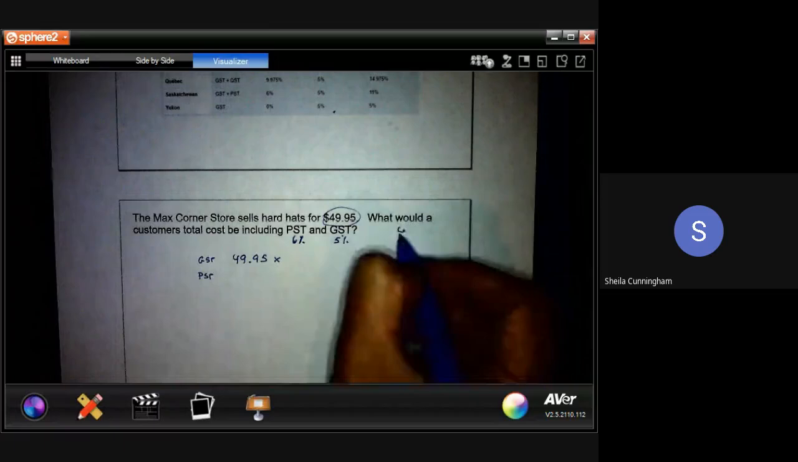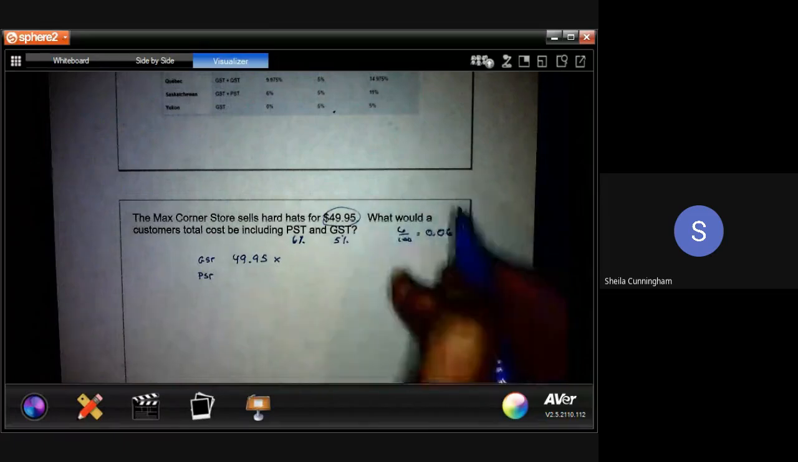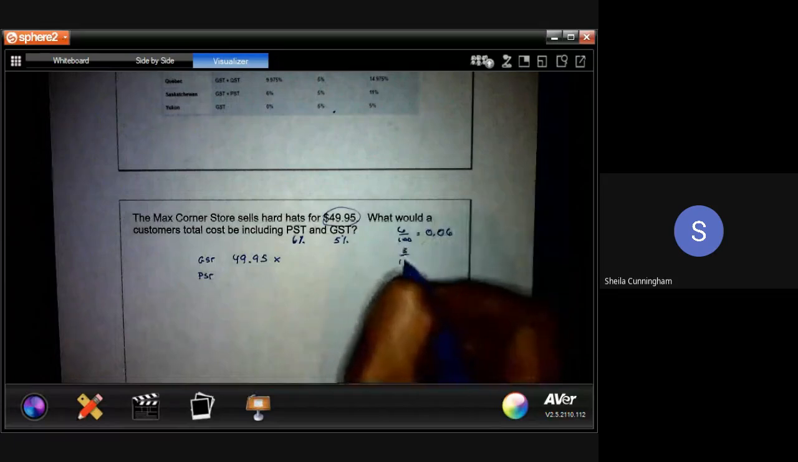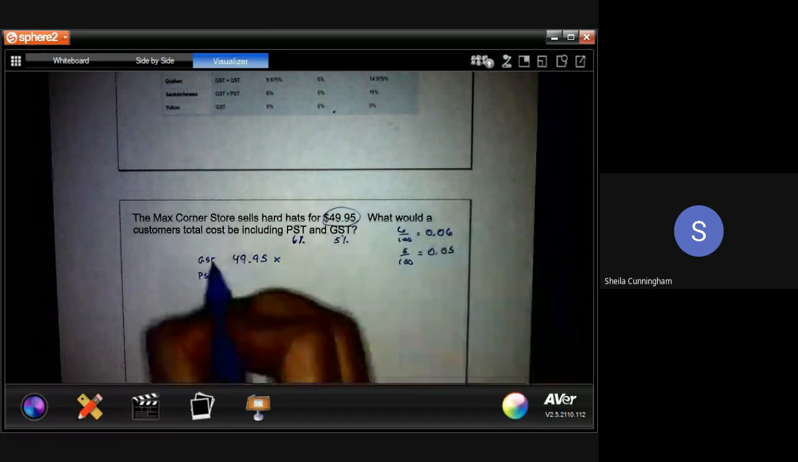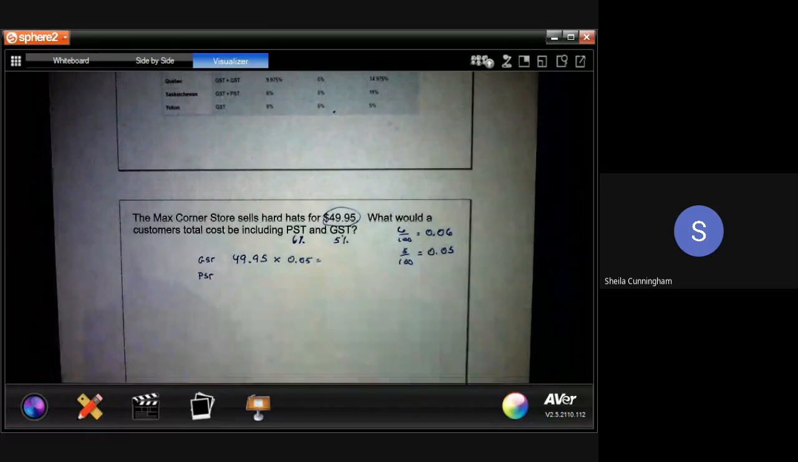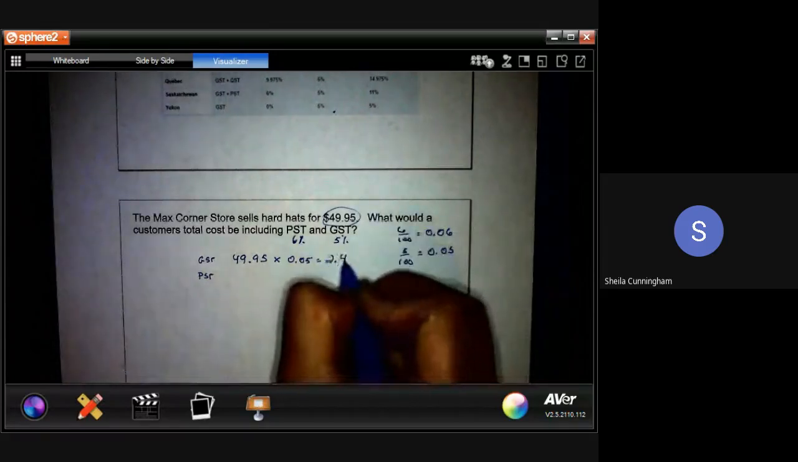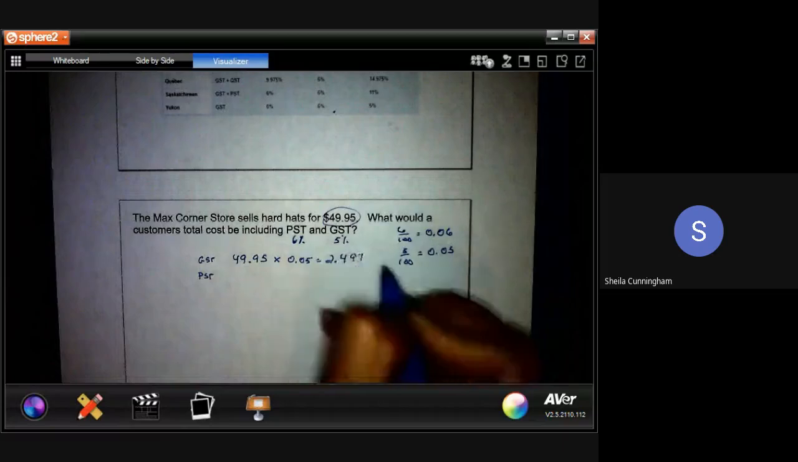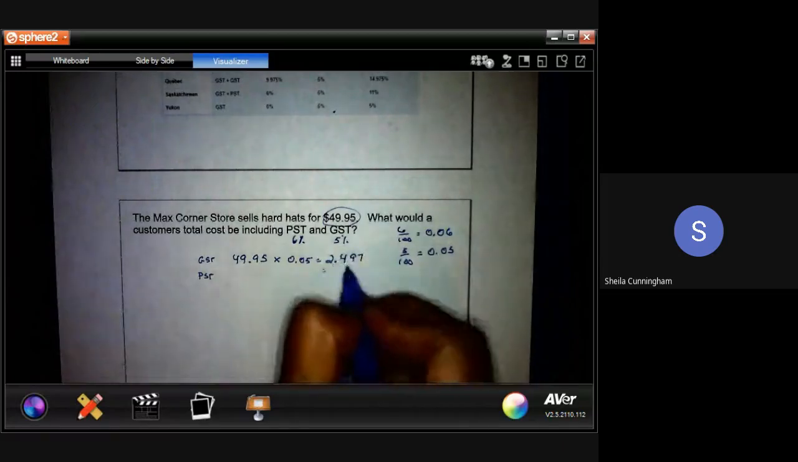Remember, a percentage is always divided by 100. So in this case, 6% would be 0.06. And if we take the 5 divided by 100, you're looking at 0.05. GST is 5%, so we're going to multiply by 0.05. When we take $49.95 times 0.05, we get 2.4997.